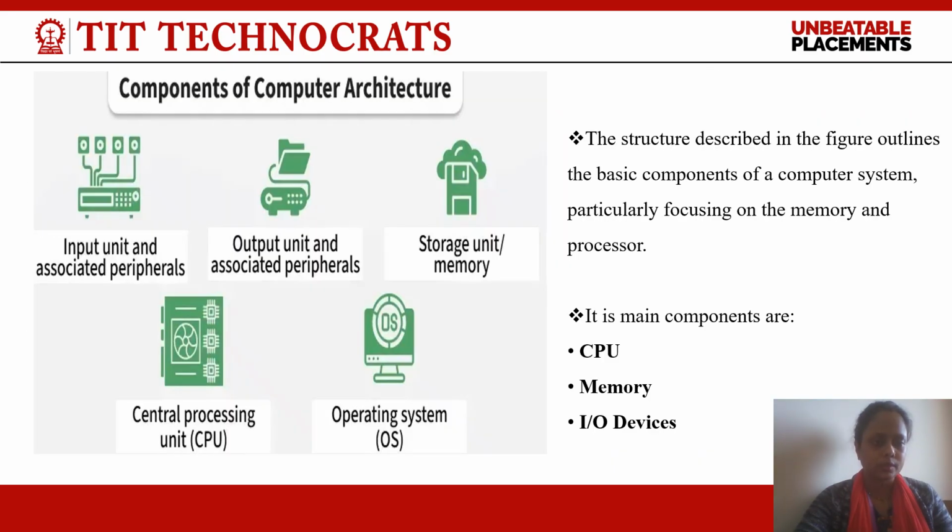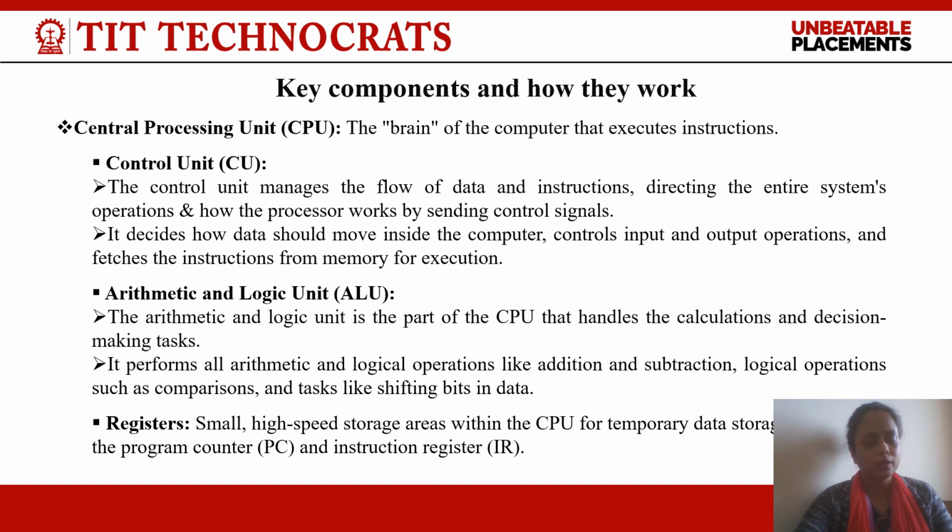Components of computer architecture: input unit, output unit, storage unit, CPU, operating system. The structure described in the figure outlines the basic components of a computer system, particularly focusing on the memory and processor. Its main components are CPU, memory, and input-output devices. Key components and how they work. Central processing unit: the brain of the computer that executes instructions.